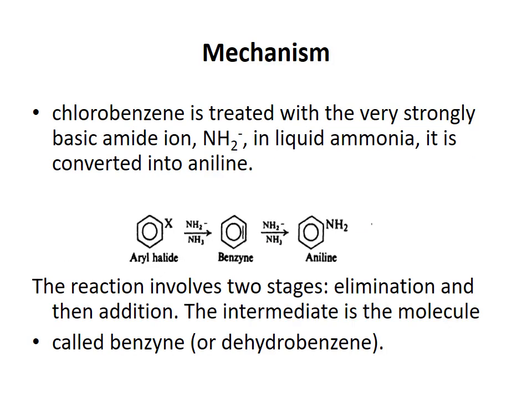We can explain this mechanism by taking the example where an aryl halide is converted to aniline. Here the chlorobenzene is treated with a very strongly basic amide ion in liquid ammonia, and it is converted to aniline, where the X is replaced with an NH2 group. The reaction involves two stages: the first is the elimination stage and the second is the addition stage. That is why we call it the elimination addition mechanism. The intermediate formed is benzyne, as we mentioned in the previous slide.